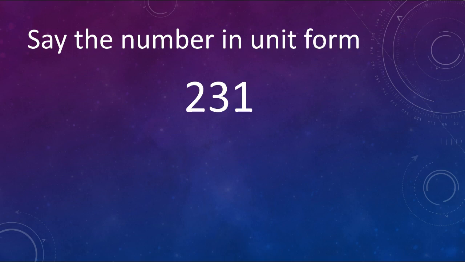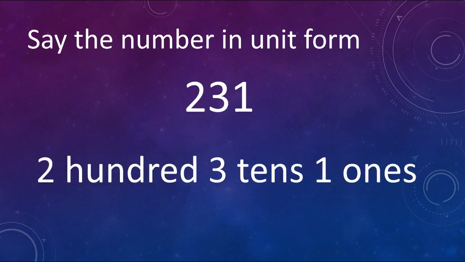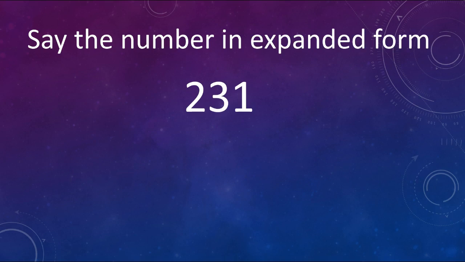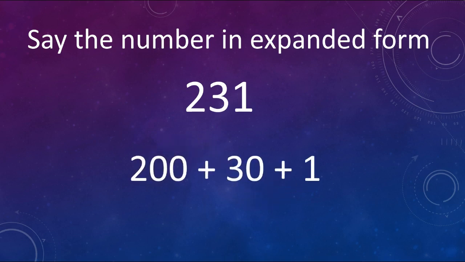Alright, let's try this one. So we have a standard form number written here. Say this number in unit form. Did you say 2 hundreds, 3 tens, and 1 one? Good job. Now say this number in expanded form. In expanded form, this number is 200 plus 30 plus 1.